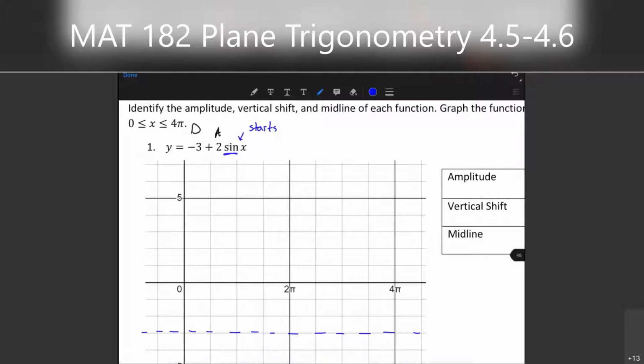So sine is either going to start at 0 or just at the midline. So if there is a vertical shift like this, it's just going to start at that midline, the new starting point.